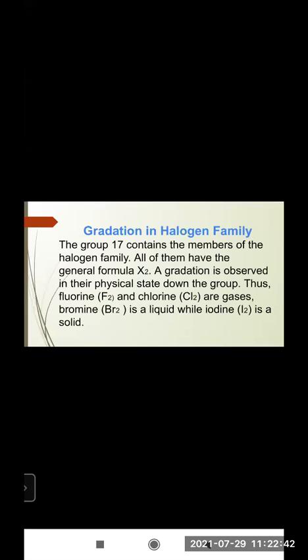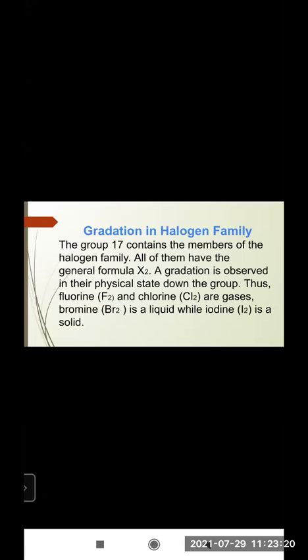So group 17 contains the members of the halogen family, and all of them have the general formula X2. Remember this, the halogens have a general formula, that is X2. Now, a gradation is observed in their physical state down the group. All these are down in group number 17, for example fluorine, chlorine, bromine, iodine. So gradation is observed in their physical state down the group, and thus fluorine, remember the formula for fluorine is F2. Don't write only F, it is F2.